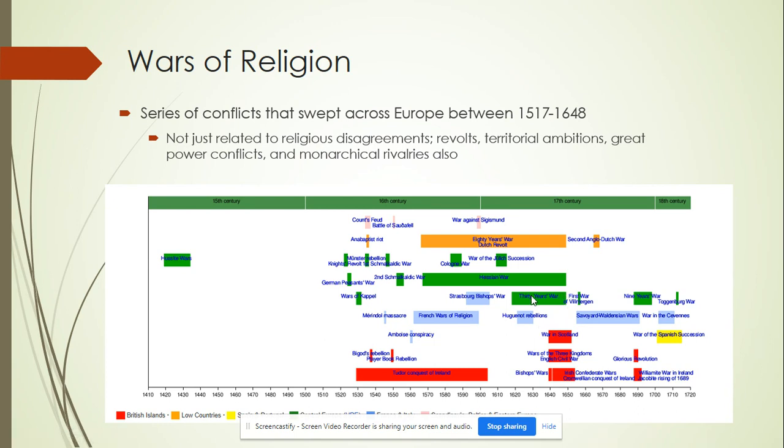And the 30 Years' War, we're going to talk more about in Unit 3. The 30 Years' War is one of the largest conflicts. It's going to leave millions of people dead. The 30 Years' War is also significant because it ends in 1648 with the Peace of Westphalia, which in some ways ends the Protestant Reformation. That's a somewhat controversial statement.